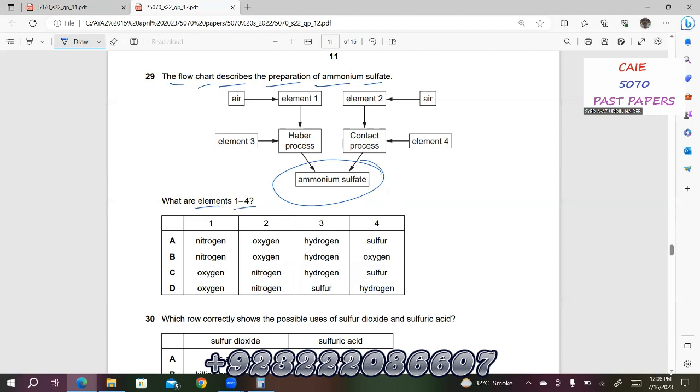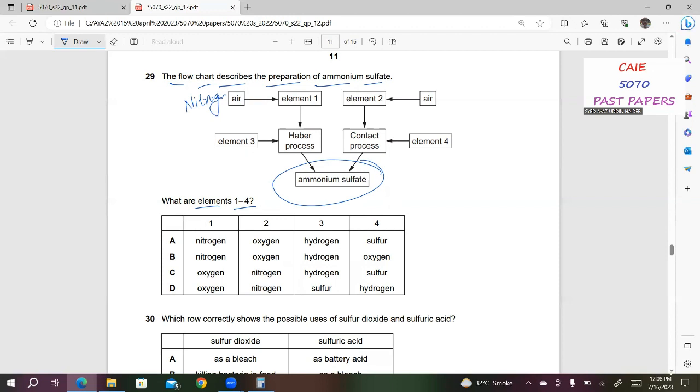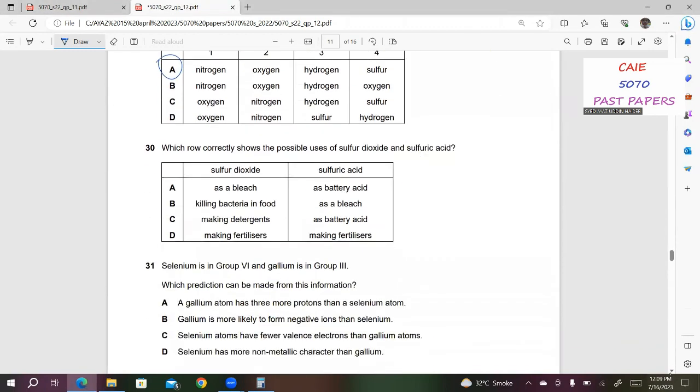Now, from air, we'll get which element to react with which element of gas in Haber process. We are getting nitrogen from air. So I will write nitrogen here. And nitrogen is reacted with hydrogen. So element 3 must be hydrogen. In case of contact process, we are getting oxygen from air, which will be element 2. And we are reacting this oxygen with sulfur. That will be element 4. So only choice A will be the right answer in this case.